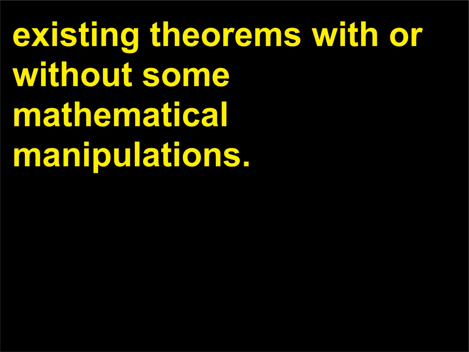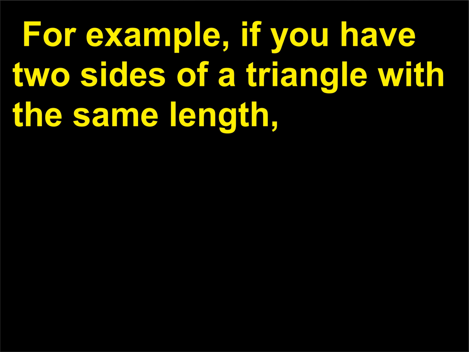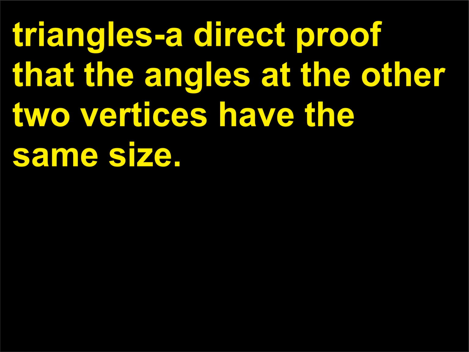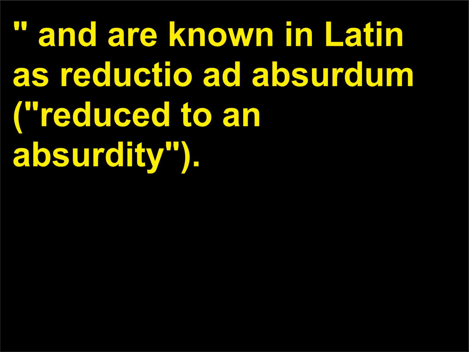For example, if you have two sides of a triangle with the same length, a definition and theorem show that a line bisecting their vertex produces two congruent triangles, a direct proof that the angles at the other two vertices have the same size. In logic, indirect proofs are also called proofs by contradiction, and are known in Latin as reductio ad absurdum, reduced to an absurdity.